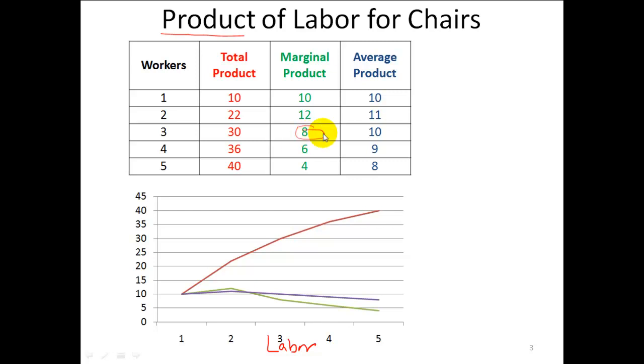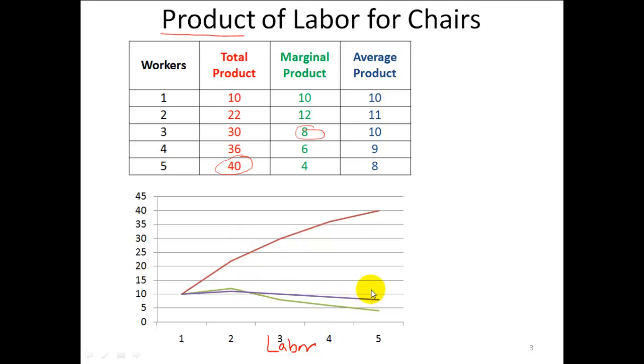And finally, the average product. This is simply the total product produced divided by the number of workers. So when you have one worker, 10 chairs produced, 10 divided by 1 is 10. When you have 5 workers, if the total product is 40, average product is 40 divided by 5, which is 8. And the blue line here in the graph represents our average product.